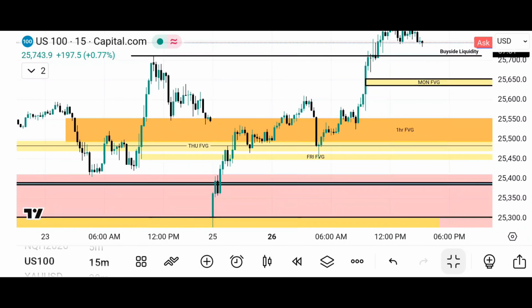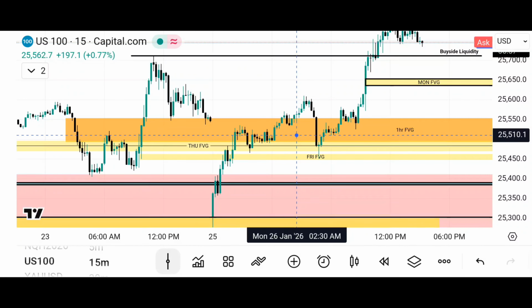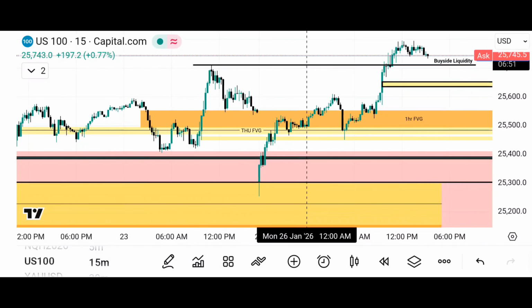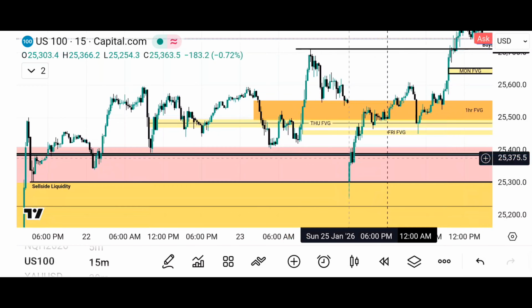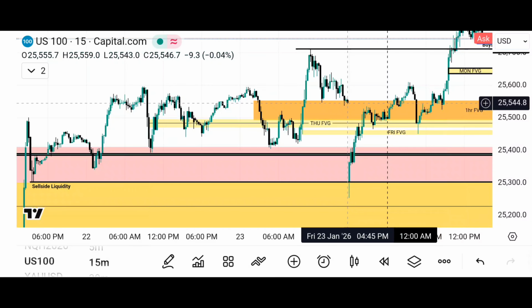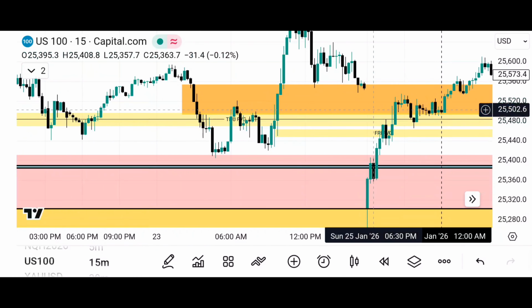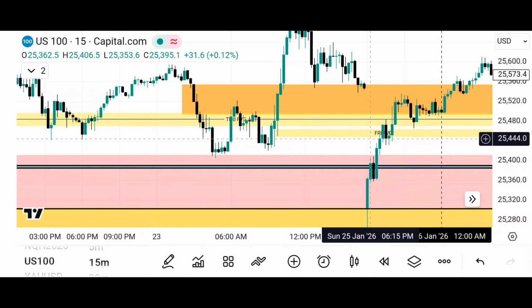So this was the start of the day at 12 a.m. This was the start of Monday. And on Sunday, after the close of the market on Friday, you can see the gap right here. This is a new week open gap. Maybe I'll discuss that in a future video.